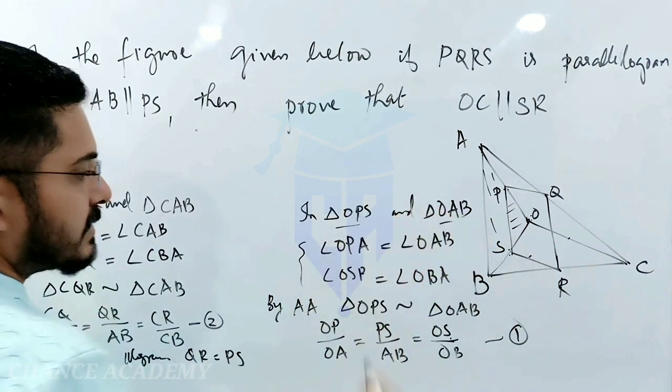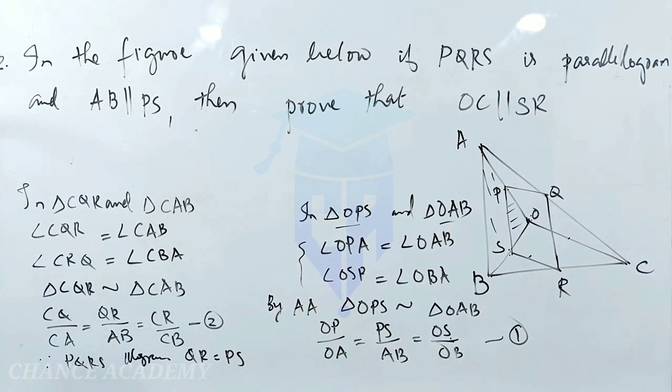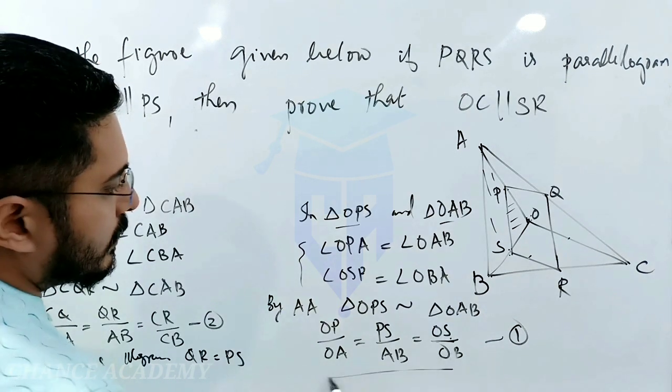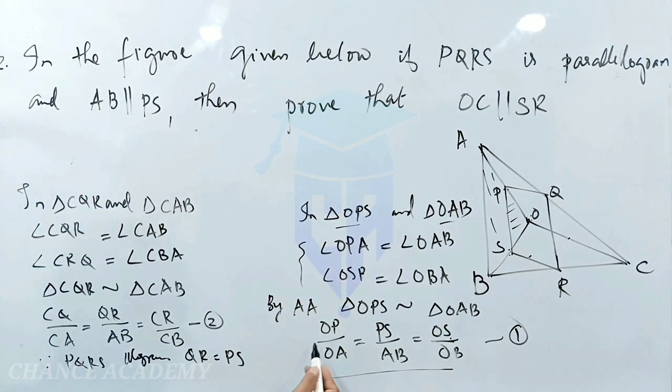the triangles are similar. And when the triangles are similar, the ratios of their corresponding sides will be equal. So that's the corresponding sides ratio written here. OP by OA is equal to PS by AB is equal to OS by OB. That can be considered as the first relationship.